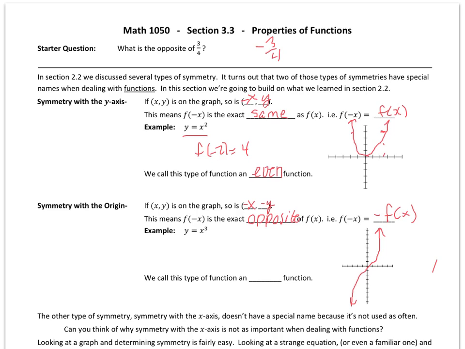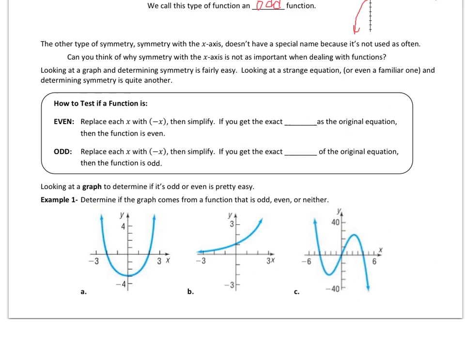Now, if y-axis symmetry is even, guess what origin symmetry is? What kind of function is it? It is called an odd function, correct? Not odd as in weird, but odd as in not even. Okay, maybe that is weird. Again, the other type of symmetry is x-axis symmetry. We don't deal with it because we are not looking at functions.